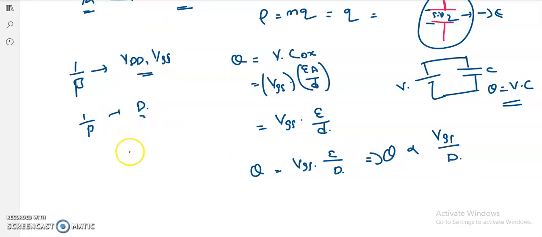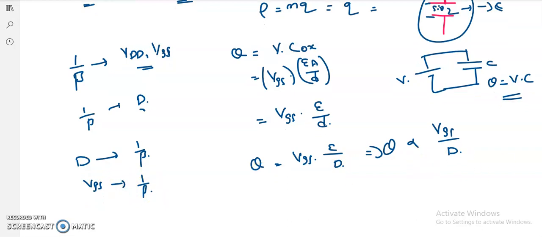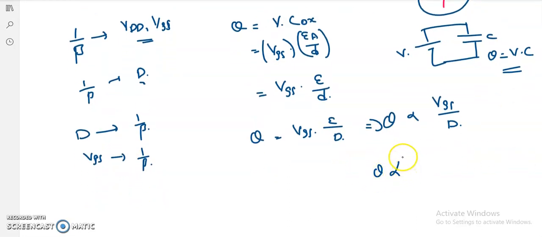So here D, the thickness of the silicon dioxide, is going to be scaled by 1 divided by beta, and whatever the VGS is, it is also going to be scaled by 1 divided by beta. So now what I am going to do is that Q is equal to, in the place of VGS, I am substituting 1 by beta, and in the place of D also I am substituting 1 by beta.